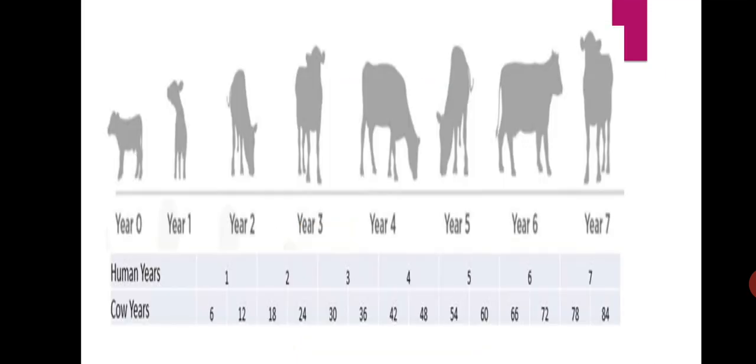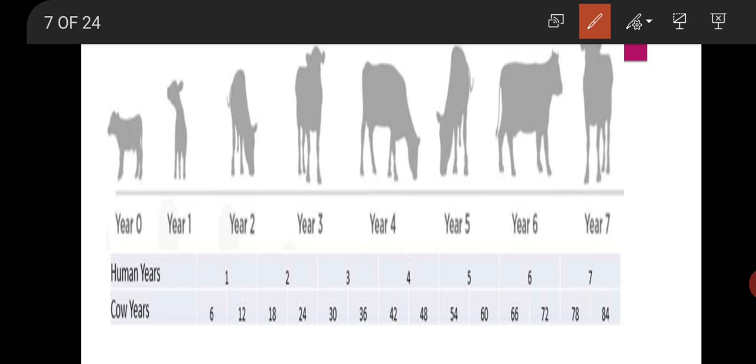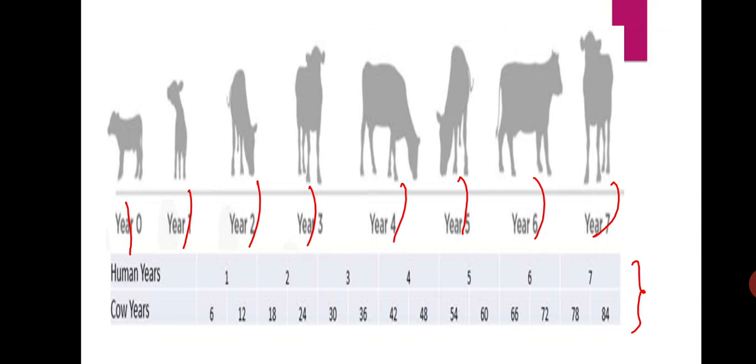This is the picture of a cow, and here is the picture of a cow at different stages, and it also has a timeline. Look, here this picture indicates less than 1 year, 1 year, this picture is for 2 years, this is for 3 years, this is for 4 years, this is for 5 years, this is for 6 years, and this is for 7 years. Now if we just compare the timeline, then what can we say? We can say that the growth of a cow is more rapid than the growth of a human being.